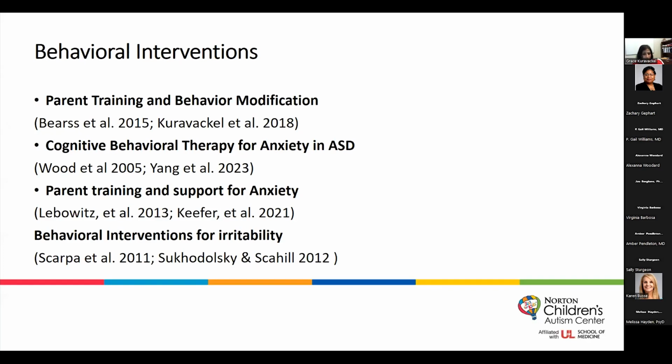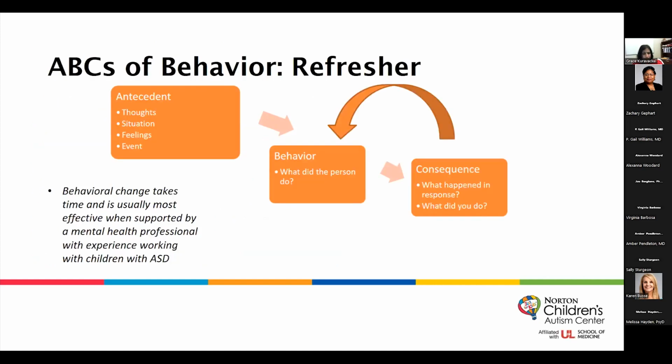Again, with cognitive behavioral therapy, as well as behavioral interventions for irritability with the individual itself, parent training is also an important component. So the treatment is simply not targeted towards the individual as well, but the parent component is also extremely important to be utilized.